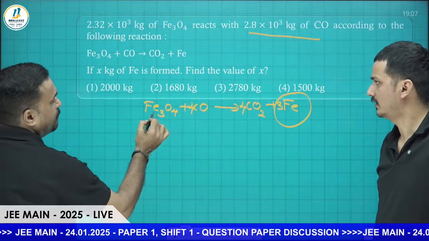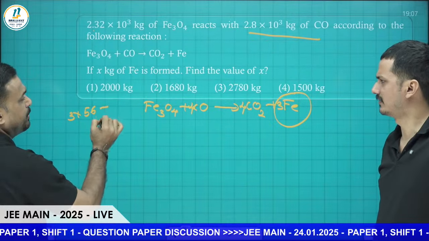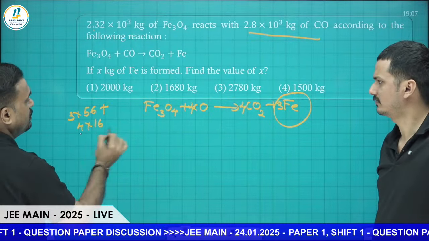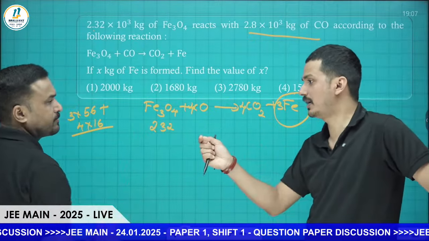Here we have to find out the mass of this Fe3O4. So this will be 3 into 56 plus 4 into 60. So here it will come 232. Correct.